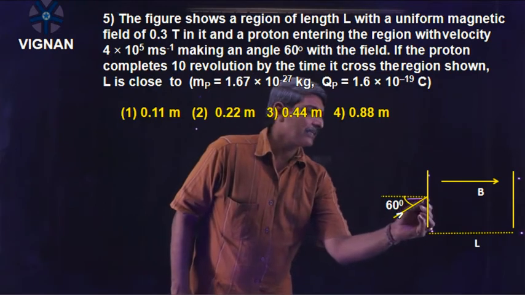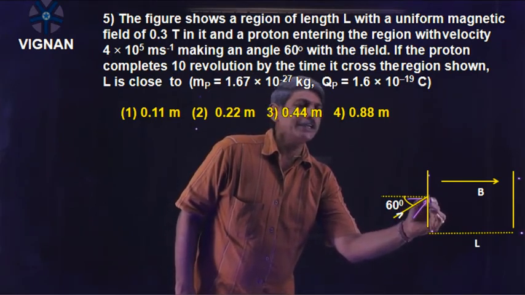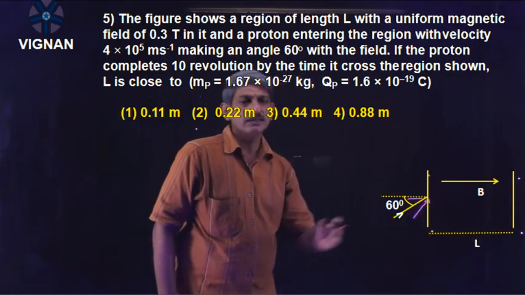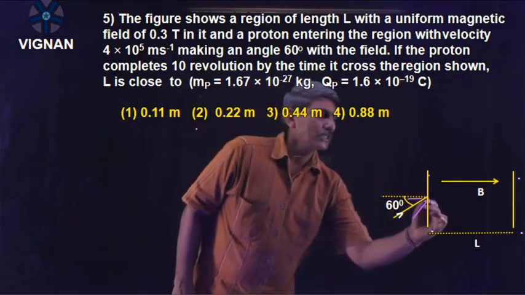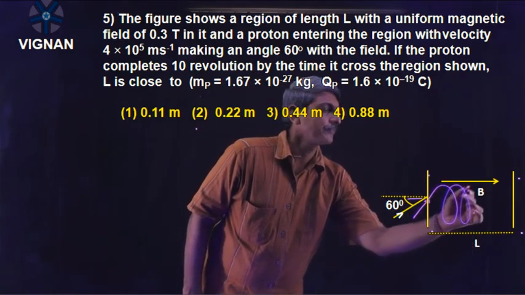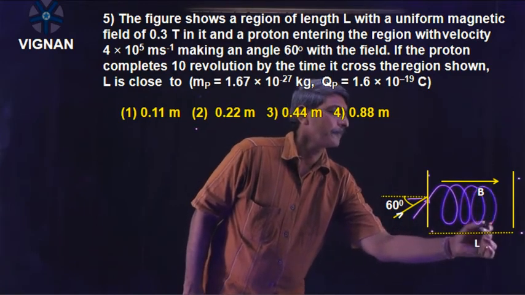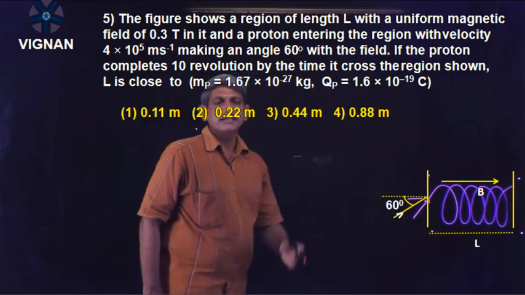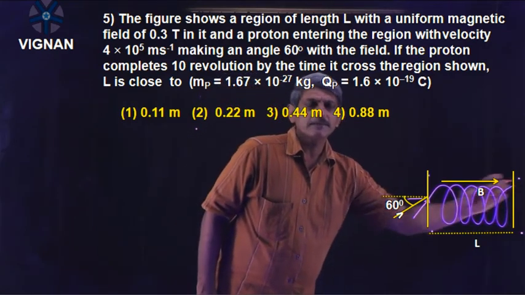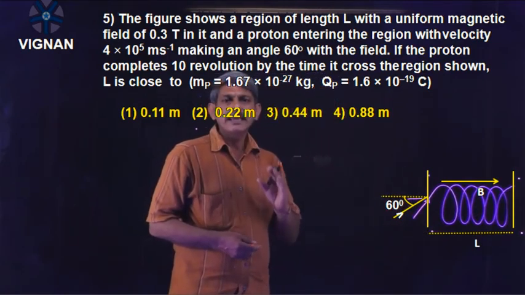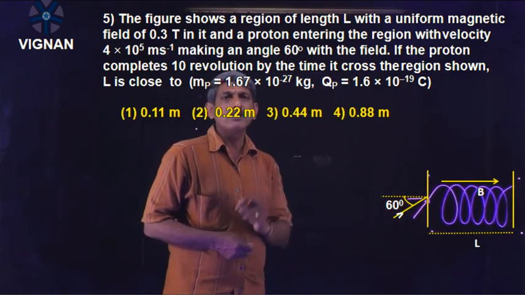Now we know that due to the perpendicular component, it describes the circular motion, and due to the parallel component with respect to the magnetic field, it moves in the forward direction, so that finally the motion of the particle is a helical structure like this. In this problem, it is given that as the particle crosses the magnetic field region, it completes 10 revolutions.